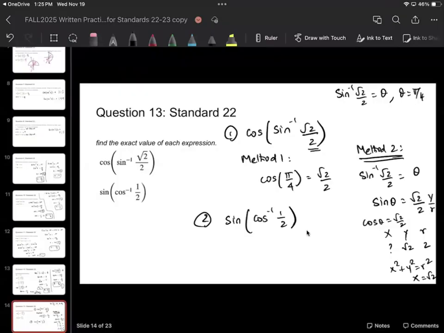So where is cosine 1/2 in the interval 0 to pi? It's going to be for pi over 3. So this whole inner function becomes this, right? Cosine inverse of 1/2 has a value of pi over 3. So just replace it. And then what is sine pi over 3? Root 3 over 2. So that's your answer.